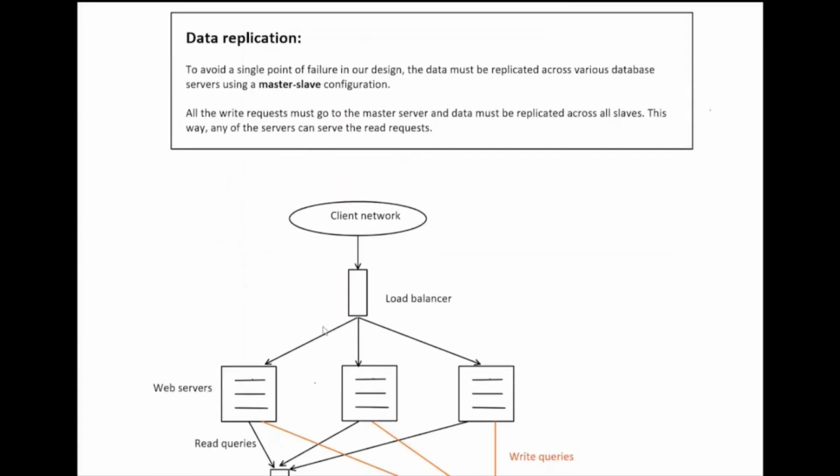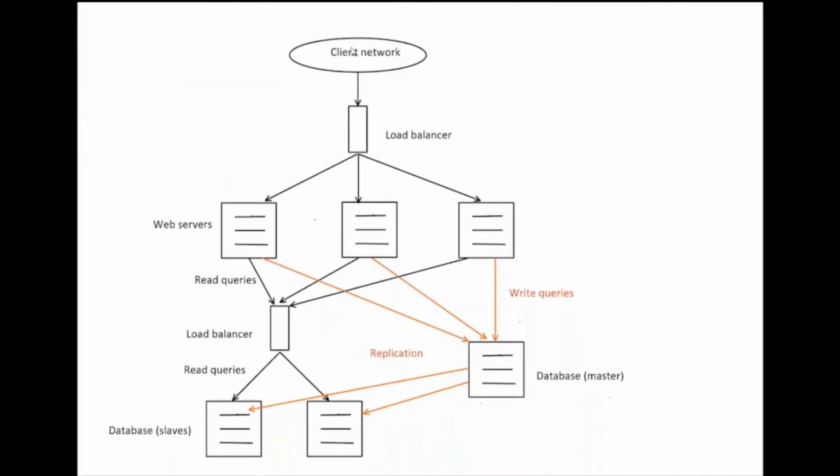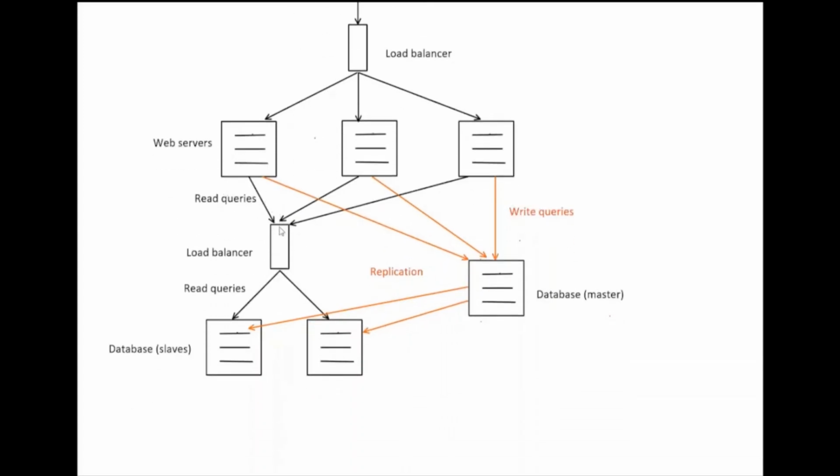So let's see how our system looks like with all this design. So here we have our client network. Client requests come through a load balancer, and these are directed to different web servers based on the load balancing algorithm you have. If those are read queries, those go to the database using a load balancer. And if it's a write query, that goes to the master database. And then data is replicated to all the slaves.